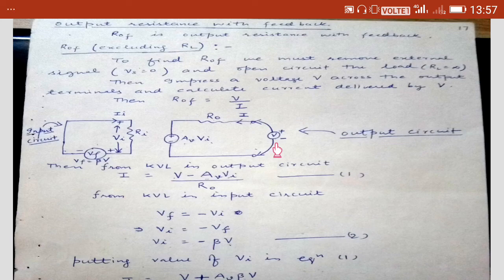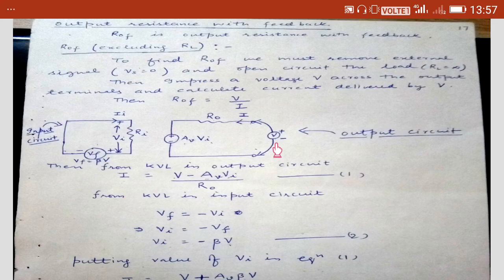Now from KVL in the input circuit, Vf now becomes minus Vi. Okay, so Vi is minus Vf. We can put the value of Vf also. What was the value of Vf? Vf was beta V naught. Okay, what is the value of V naught now?